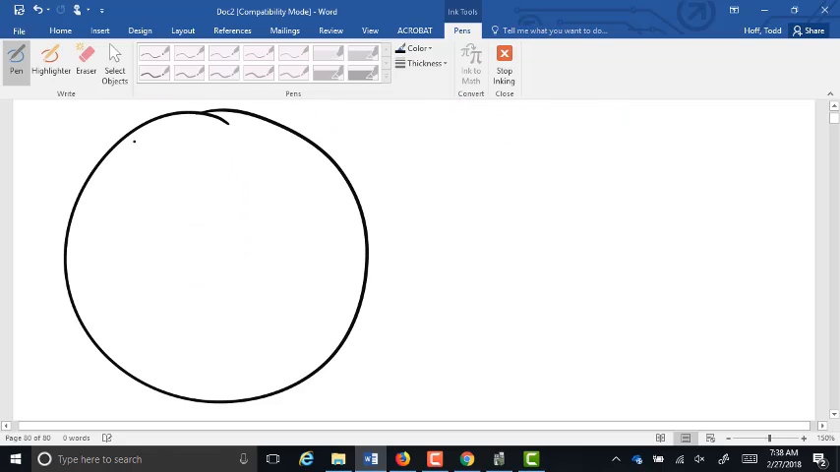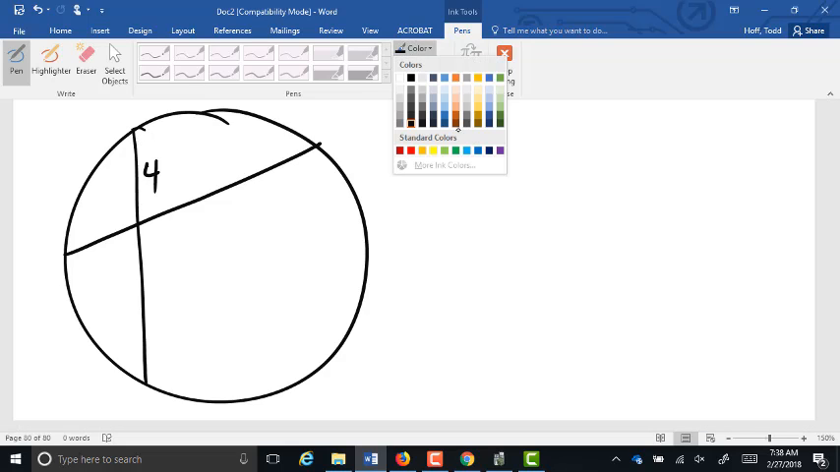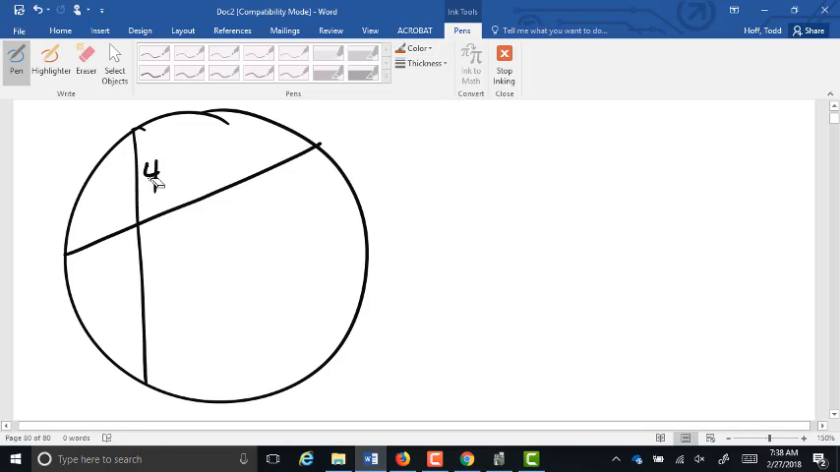This is one we talked about at the end of last semester a little bit. If I have two chords in a circle that intersect each other, so let's say that this length here is 4. We're going to call this length 3, this length 12, this length x, unknown.